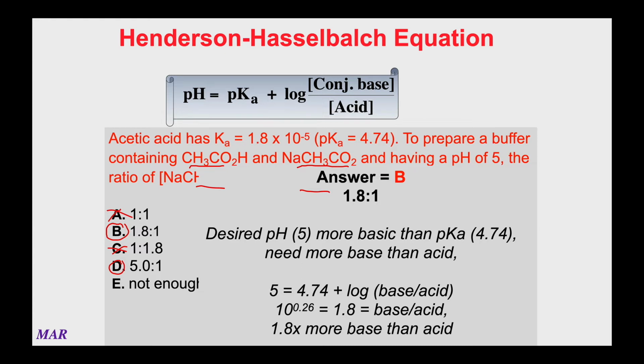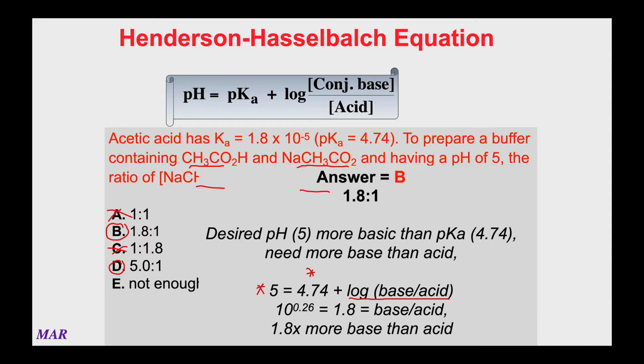pH we wanted about 5, and pH of 5 equals pKa, which was 4.74, plus the log of base over acid. Well, 5 minus 4.74 is 0.26, and to get rid of that log, you do the anti-log, the 10 to the x button, so 10 to the 0.26 equals the base over acid ratio, and 10 to the 0.26 is 1.8. So that means you need 1.8 times more base than acid. So if we had 1 mole of acetic acid, we would need 1.8 moles of the acetate ion.